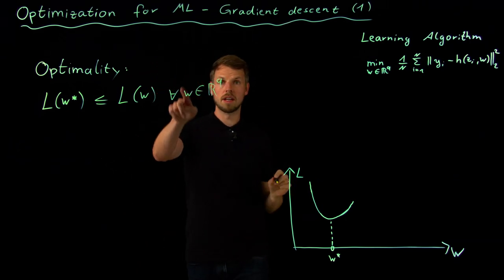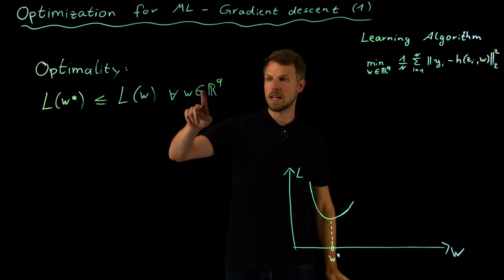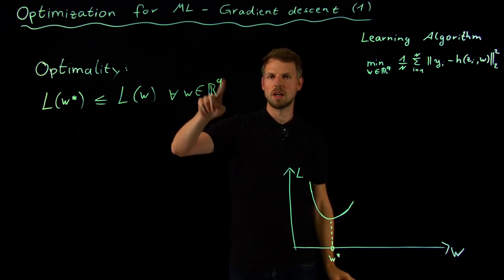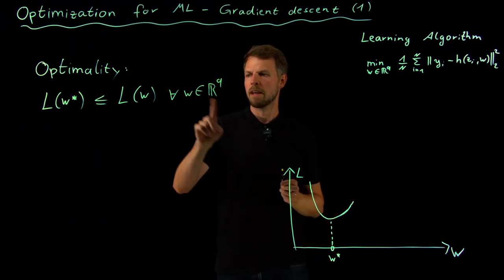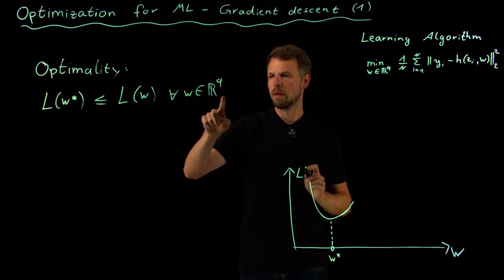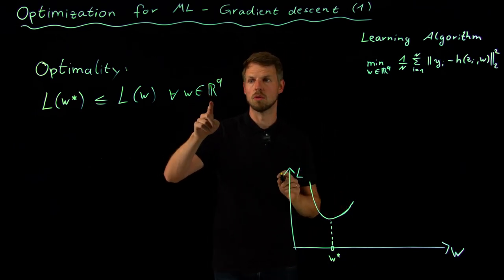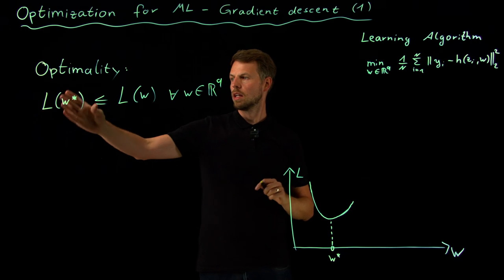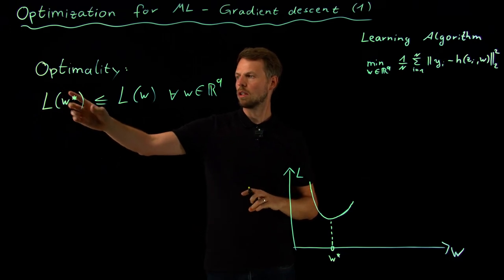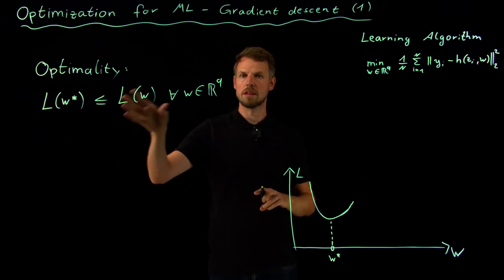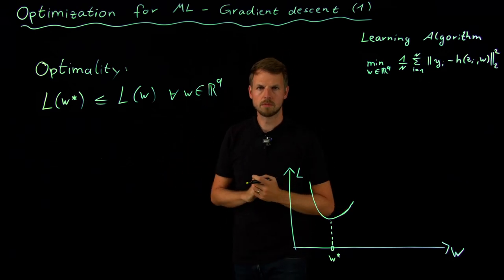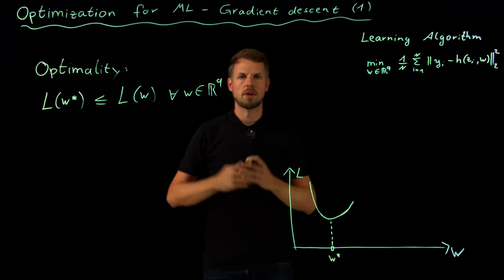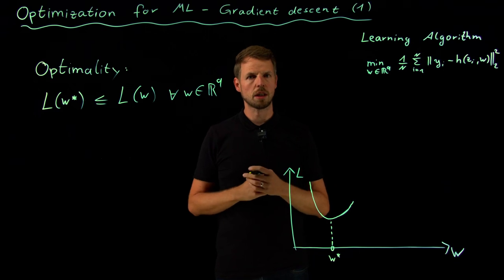In this case, this means we can pick any parameter vector. We have not talked about constraints yet. If there were constraints, this would be replaced by some constraint set. But what it means is, in our optimum W star, the loss function has to be at least as good as in any other solution. I guess this is rather intuitive, but we are also facing a problem now.